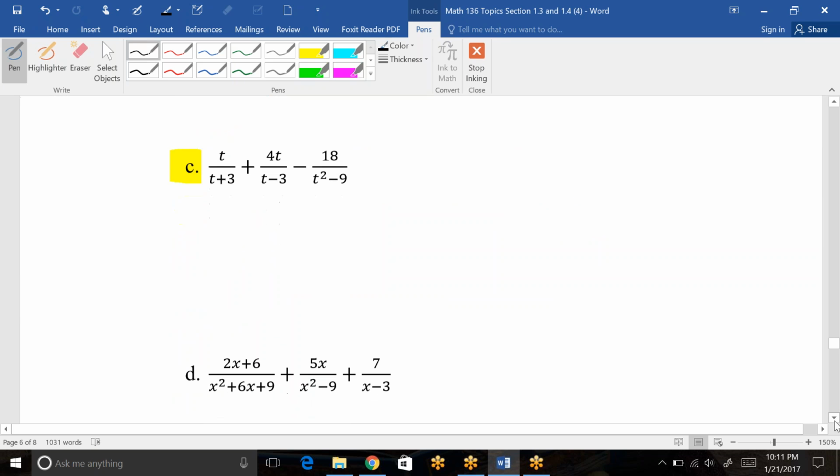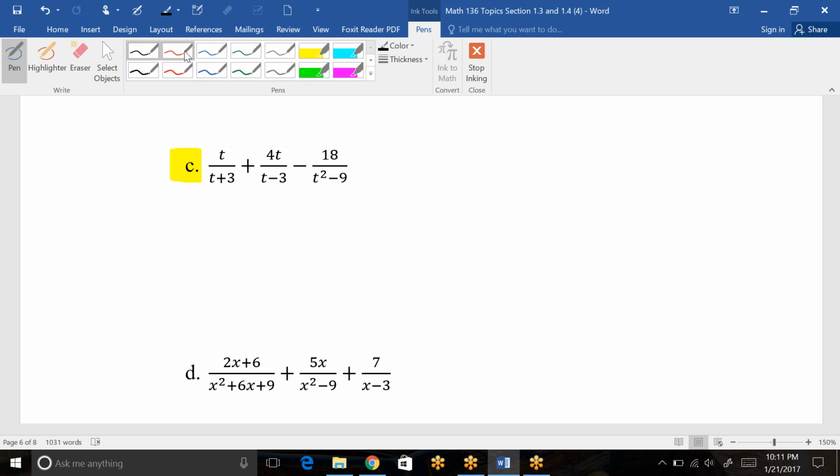And then the only other one, and this will be the last one for the video, that I wanted to do, I wanted to talk about adding and subtracting. So when you add and subtract, you have to have a common denominator. So anytime you're adding or subtracting two fractions, and we'll have another one to do in class, you want to factor all the denominators first to see what the common denominator would be.